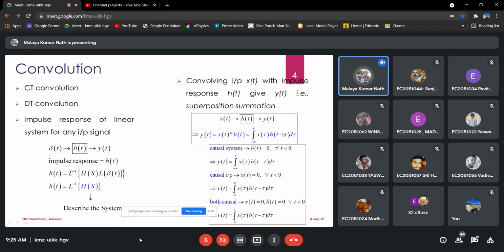Version of h of t is gradually moved over this x of tau, and the overlapping regions get multiplied and summed up. So this multiplication is nothing but the multiplication, and the integration is representing the summation. So what are the steps involved in case of convolution?